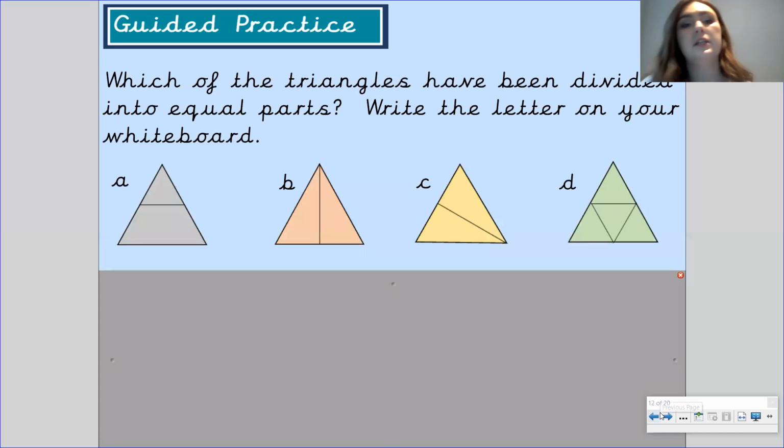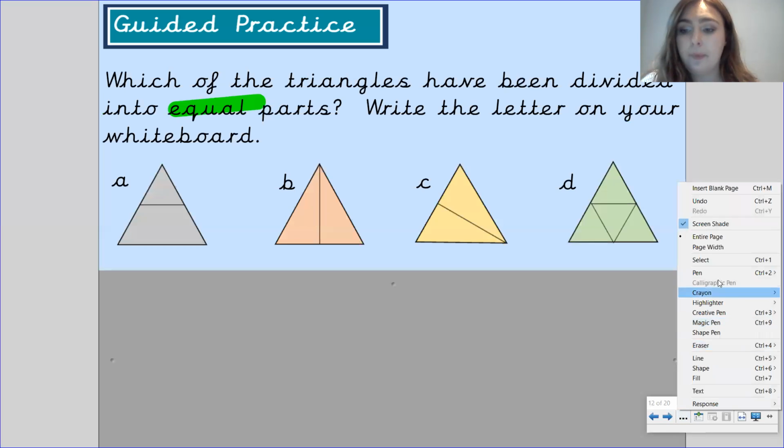Okay, let's have a go at this one. Which of the triangles has been divided into equal parts? You need to write the letter on your whiteboard. So you've got A, B, C, and D. Which ones of these have been divided into equal parts? Now, there may be more than one. So pause the video to write your answers on your whiteboard.